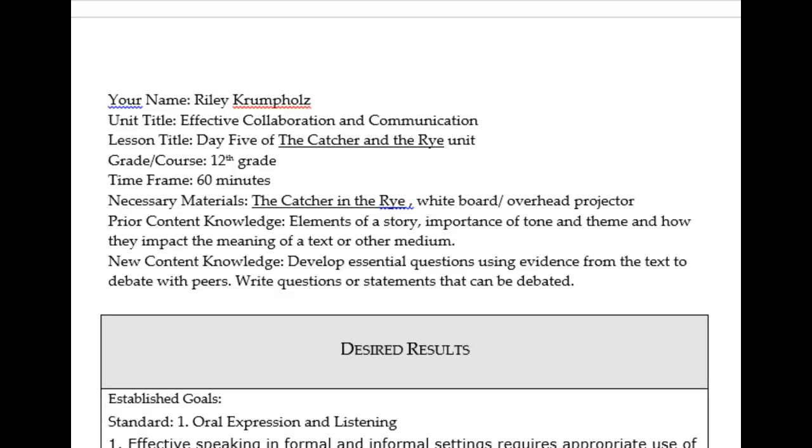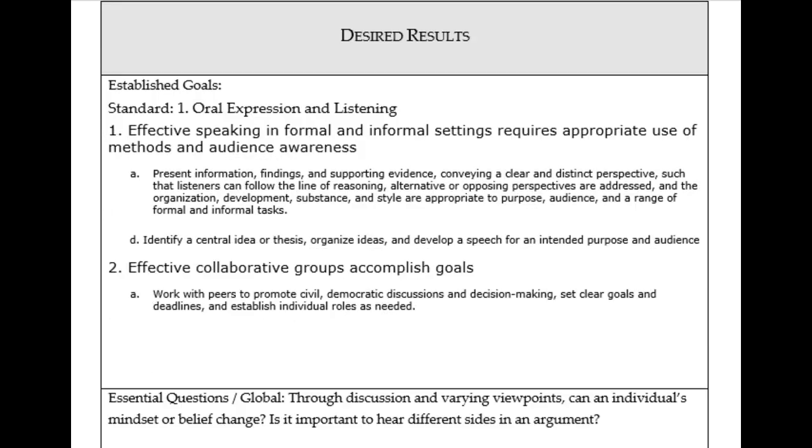This is a really cool idea. I like what you're doing here. I think it's a cool idea, and I think that not only is it a good idea, but it's a really wonderful way to work on these kinds of standards, like effective speaking and effective collaboration in groups.